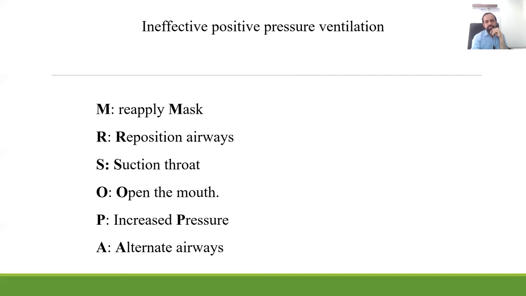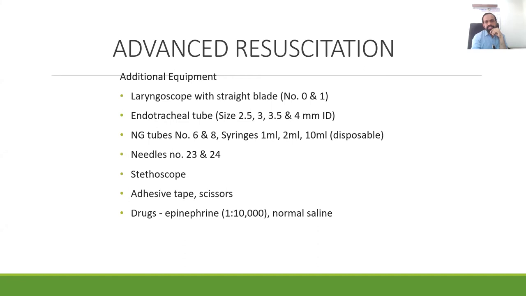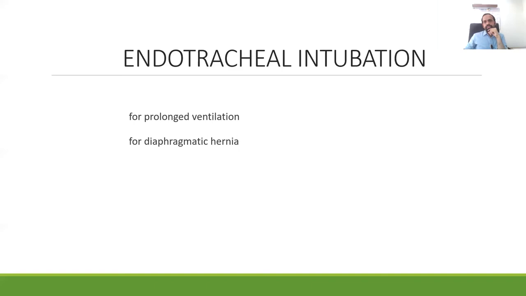So this is MR SOPA, the mnemonic for ventilation corrective steps if there is no effective chest rise with the bag and mask ventilation. Advanced resuscitation means maybe requiring intubation, chest compression or drugs. Only 2 drugs are indicated in NRP: epinephrine, adrenaline, and normal saline. So coming to endotracheal intubation, we will intubate if we anticipate prolonged ventilation or if the baby reaches a stage of going into chest compression. And congenital diaphragmatic hernia is a relative contraindication for bag and mask. In that situation also, we will go ahead with direct endotracheal intubation.